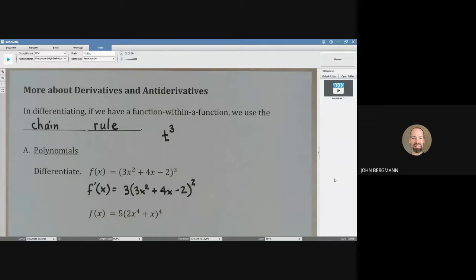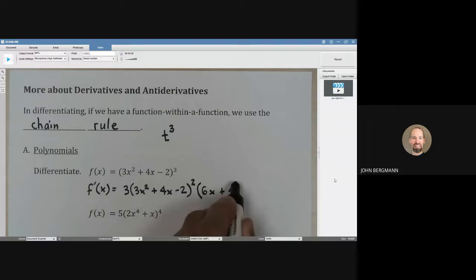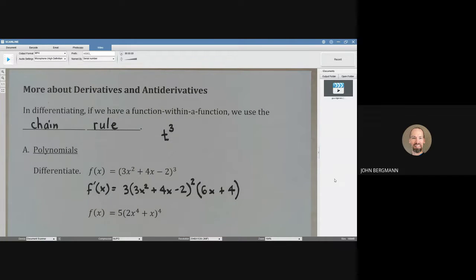And now you have to multiply this by the derivative of the function in here. I need to now differentiate this thing in here and write that out. So that's going to be, isn't it, 6x plus 4. And then when you differentiate a constant, it just is 0. Boom, right there. Now, I'm not going to bother simplifying that. That's how you do the chain rule. You take the derivative of the whole thing, just like you normally do, power down. Then you multiply that by the derivative of the function that's inside.